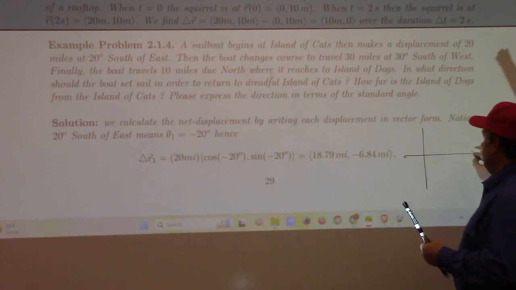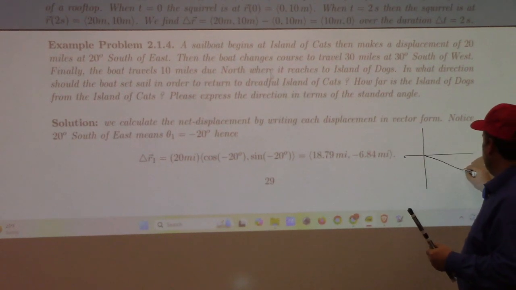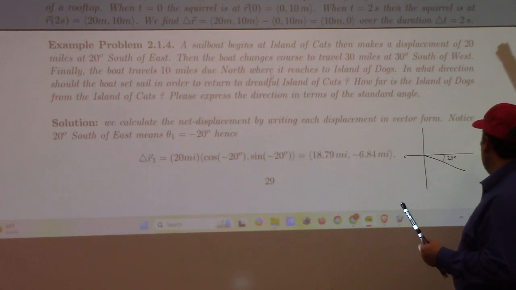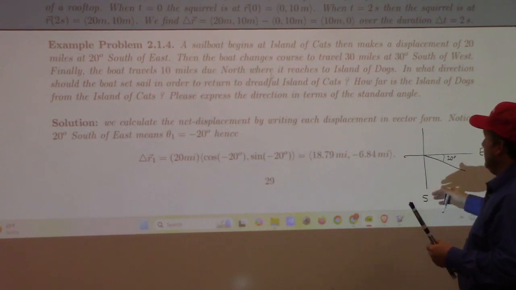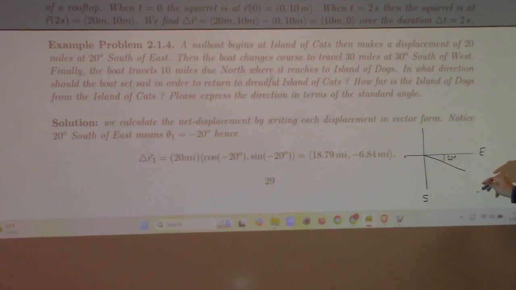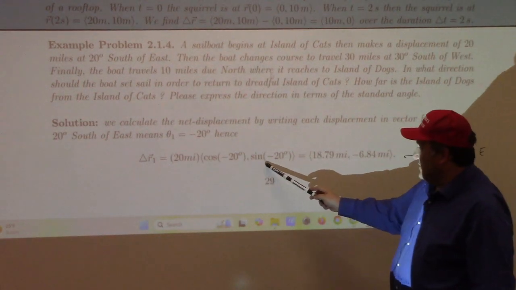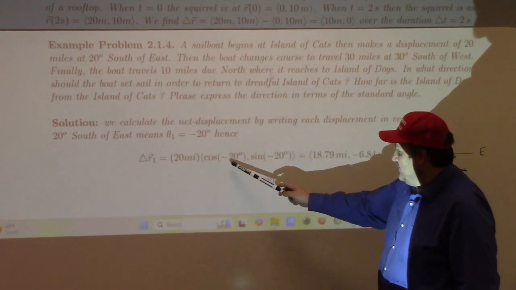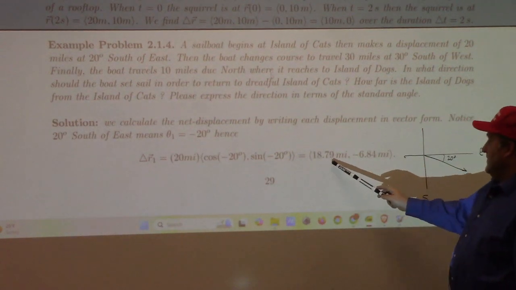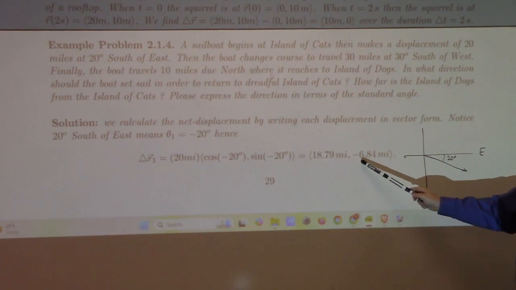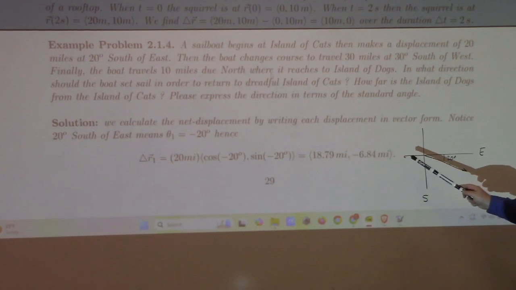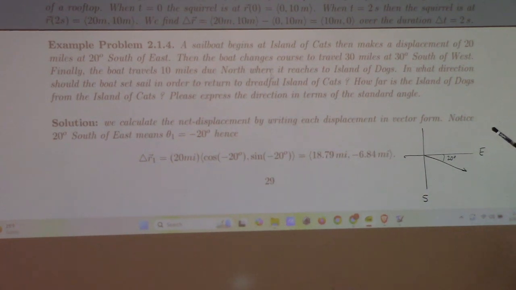So that means you've got a direction like this, right? This is east, this is south. 20 degrees south of east is like this. That's what that means. So if I go 20 miles at 20 degrees south, I can do the magnitude times the standard angle, cosine and sine. That gives me the unit vector in that direction, which ends up giving me 18.79, minus 6.84 miles, which kind of looks about right.